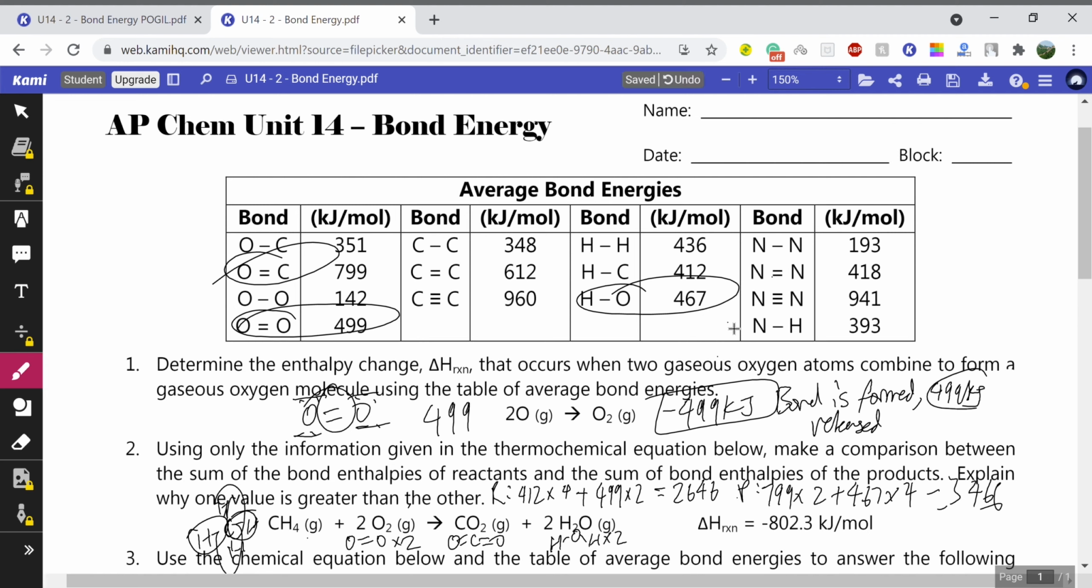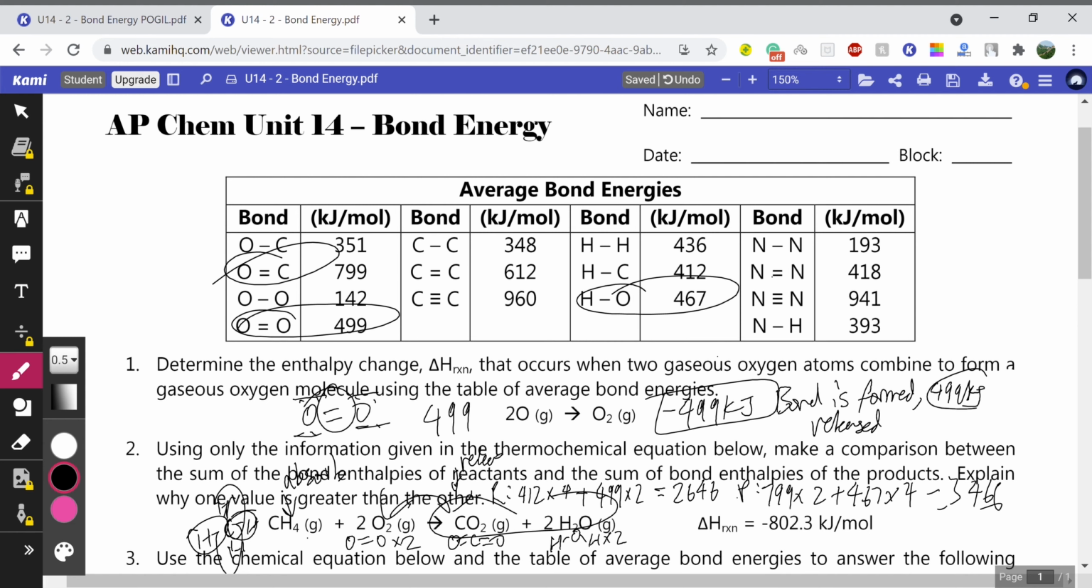These are the bonds that are being formed by our reactants. If we reverse the reaction, these would be the bonds that are being formed. But in this case, these ones are the bonds that are being broken apart, and that means these absorb energy and these release.